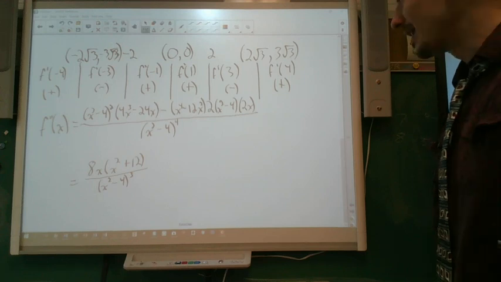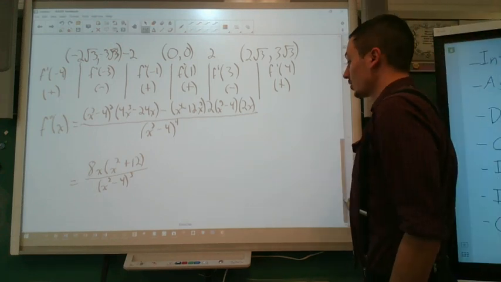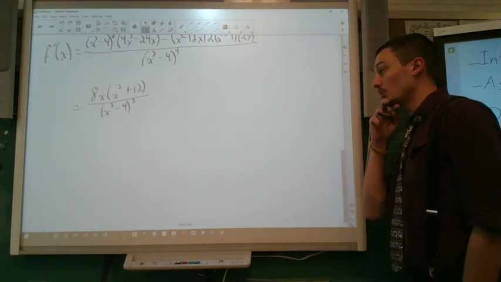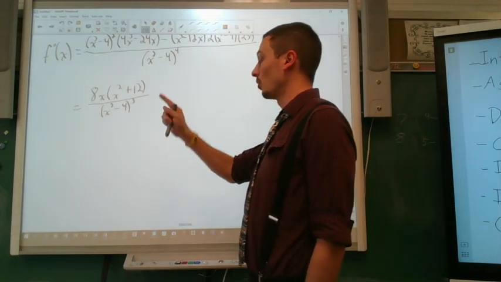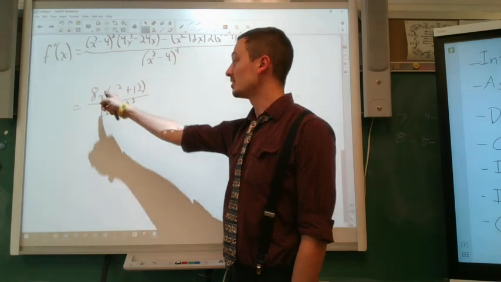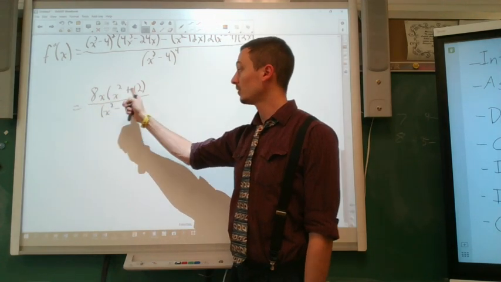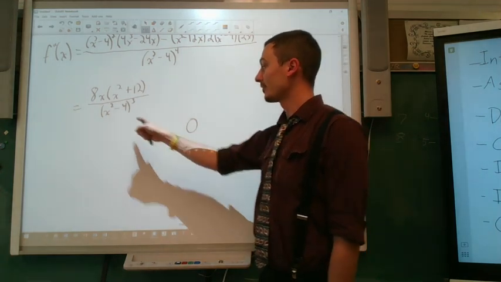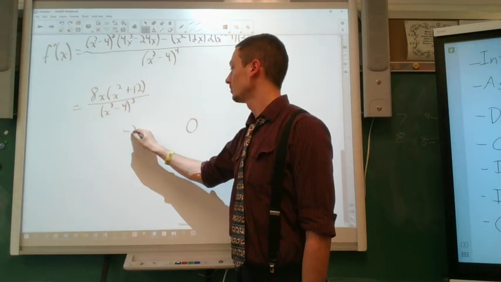Okay, so now the question is we have to find inflection points. Remember, inflection points happen where the second derivative is 0 or undefined. Well, it's going to be 0 at 0. This will never equal 0, so we have an inflection point at 0. We also have an inflection point at positive and negative 2.